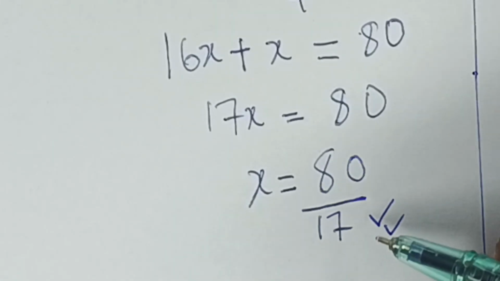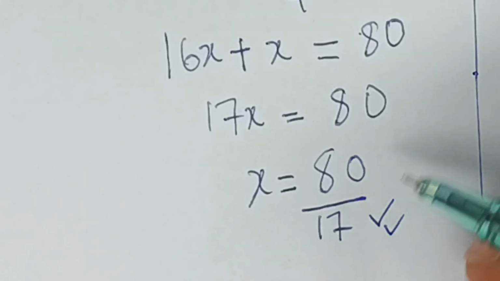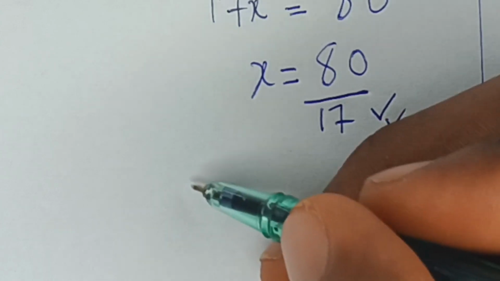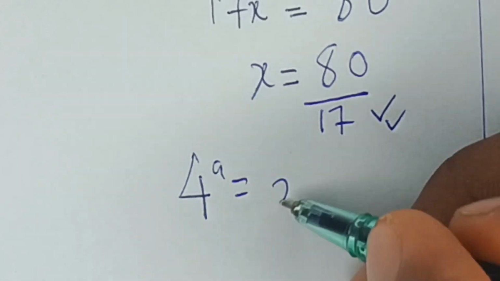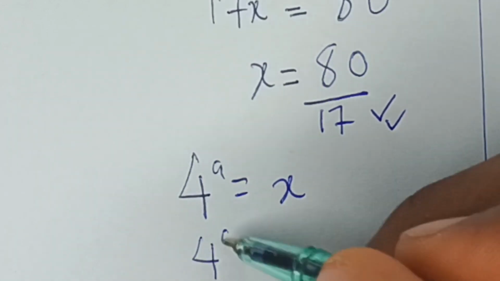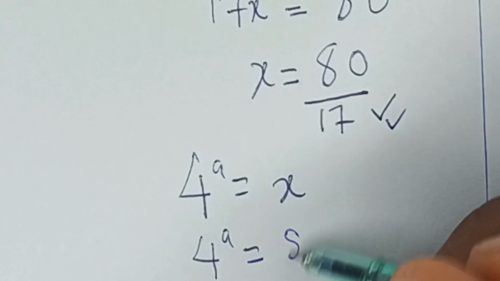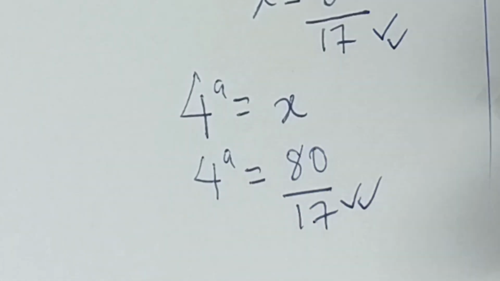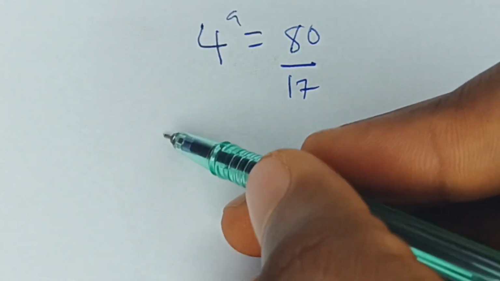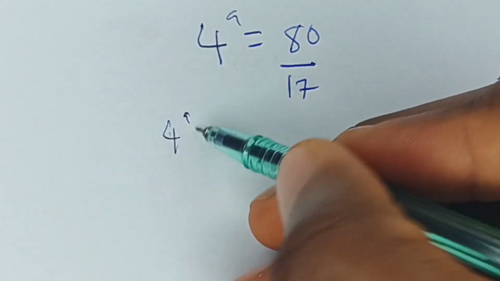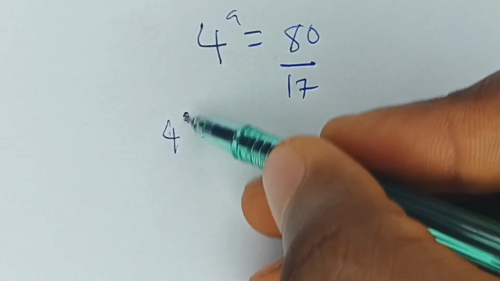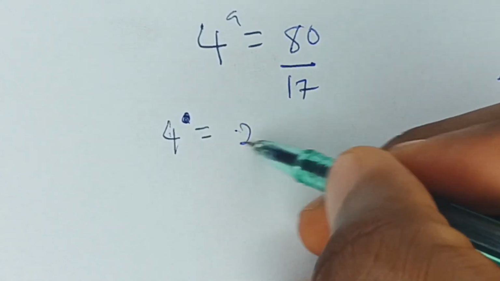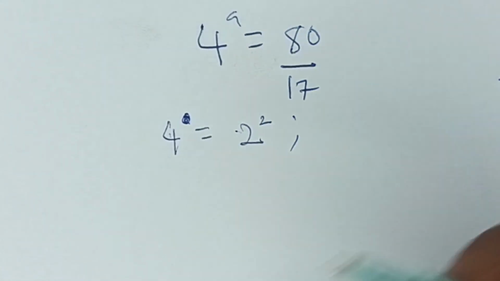But recall what we stated initially. Recall that 4 raised to power a is equal to x. Hence, we have that 4 raised to power a is equal to what? 80 over 17. Moving on from here, we can rewrite 4 raised to power a. We can write 4 to be equal to 2 squared. This is the first one.